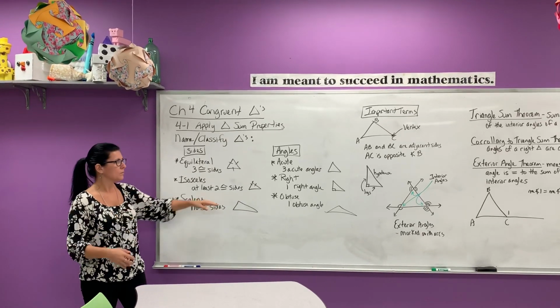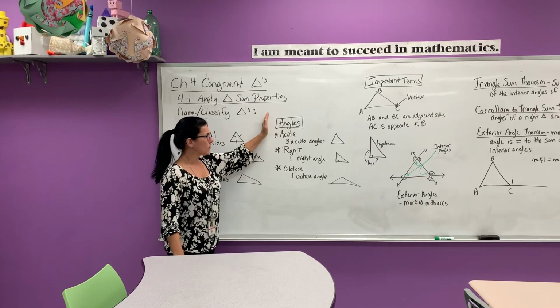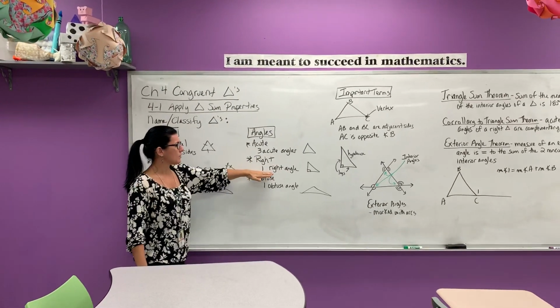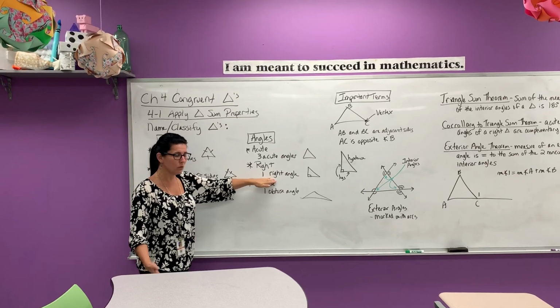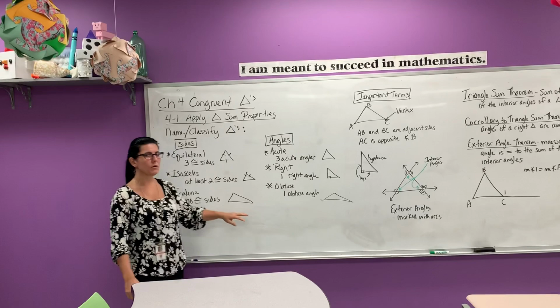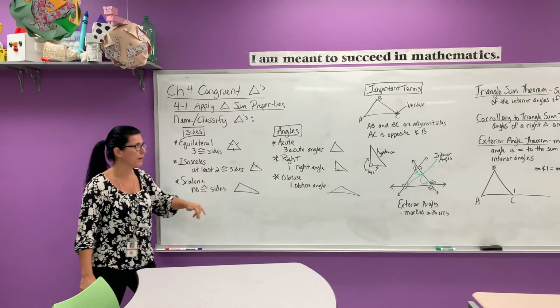Again, that's review. If you're classifying them by angles, if it's an acute triangle, it has 3 acute angles. If it's a right triangle, it has 1 right angle, of course. And an obtuse triangle has 1 obtuse angle. Again, this is review. You should be able to classify a triangle either way.